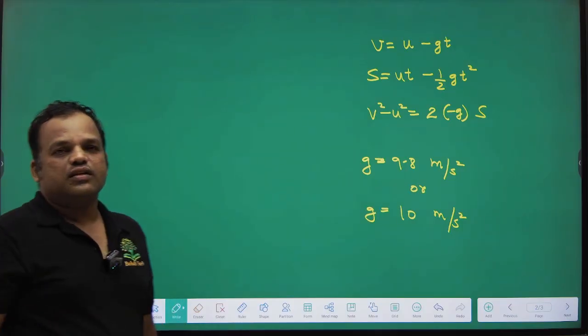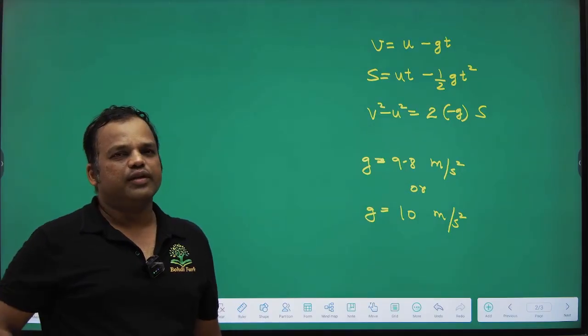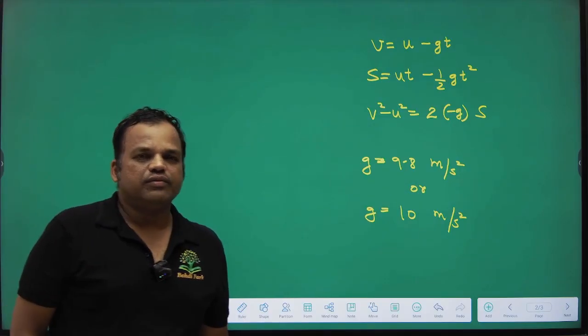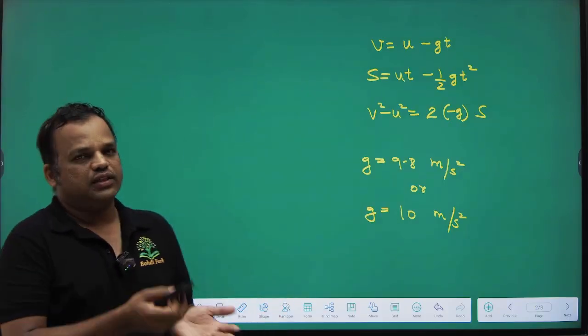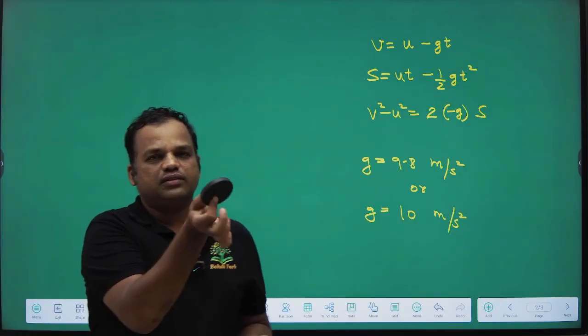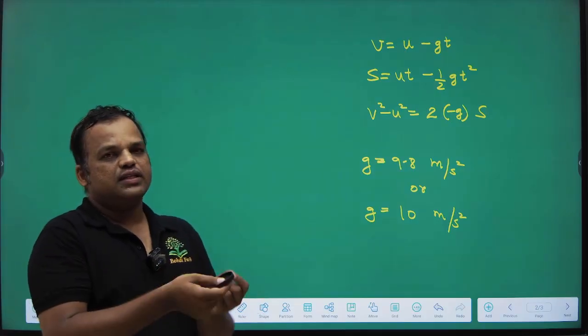So let's start solving questions related to motion under gravity. Let's start from very basic. How do we observe motion under gravity? Suppose we have some object with us. Like for example, I have this object. I will throw this object in a vertically upward direction. Let's see what happens.